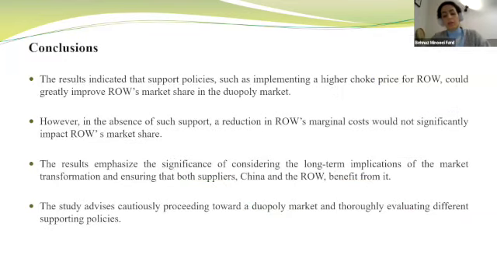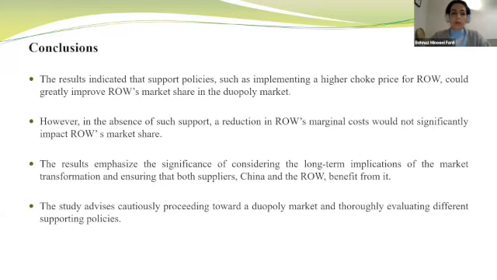So what are the main conclusions? The results show that support policy has a great impact on the rest of the world's market share. And in the absence of this supporting policy, even if the rest of the world has the lower marginal cost, it still cannot keep a good share of the market, and it needs this kind of support.